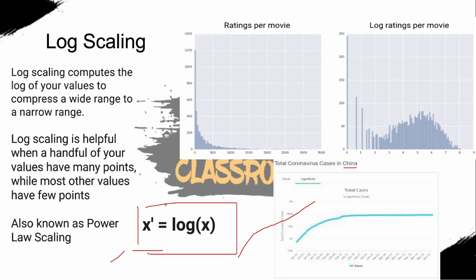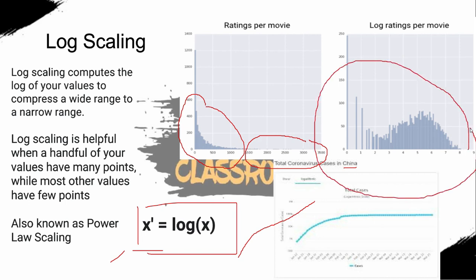Now basically log scaling is helpful because if you have a large number of data points for one set and a very small number of data points for the other set, you can actually normalize it and get a distribution like this. So this is handy when a handful of your values have many points while most other values have few points. As you can see out here, generally all the data points are in a similar range or have near equal distributions.